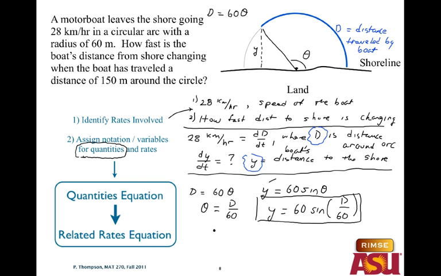And so now we're going to do our related rates equation, which means take the derivative with respect to t. So we're going to get dy/dt equals, what's the derivative of sine? Cosine. By the chain rule, I need the derivative of D over 60. This is just a constant times D, so it's going to be 1/60th, and then by the chain rule, times dD/dt.